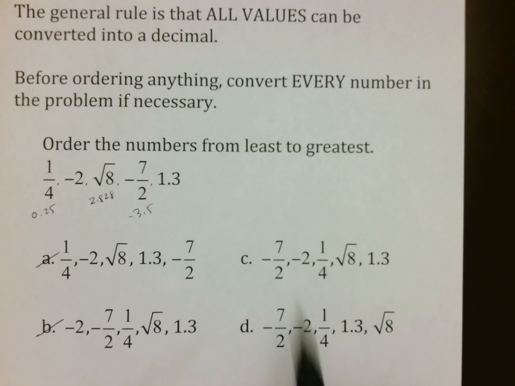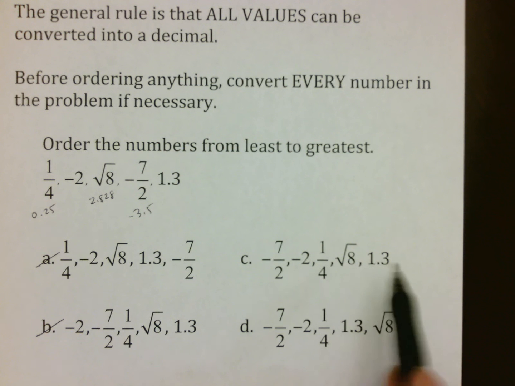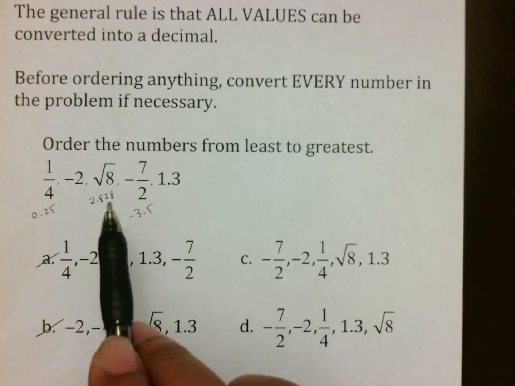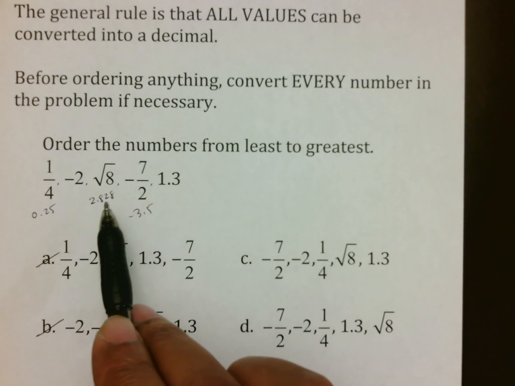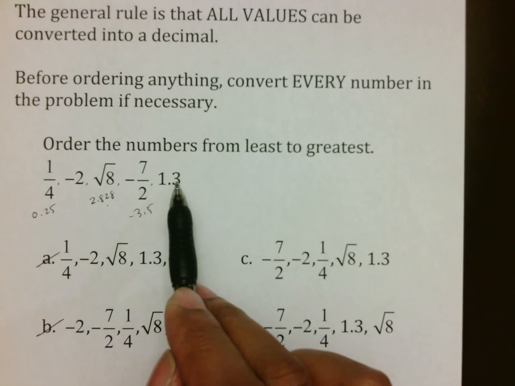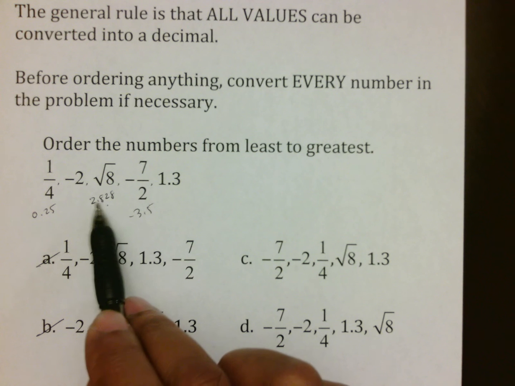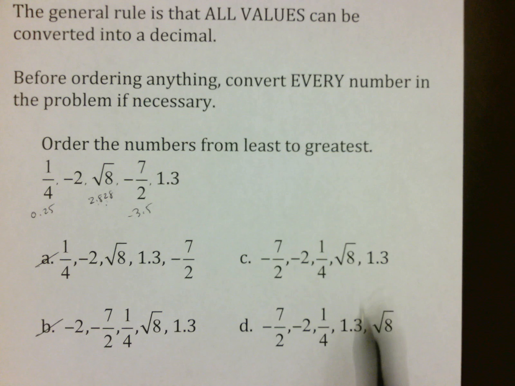Now we're down to these options, so negative 7 halves, negative 2, 1/4. The last question is, which one is bigger out of square root of 8 or 1.3? And because I've converted these to decimal form, I can look at this and see that square root of 8 is 2.828, 1.3 is 1.3. So the bigger number out of those is square root of 8, which means that should be the biggest, which means out of the options I have left, it has to be D.